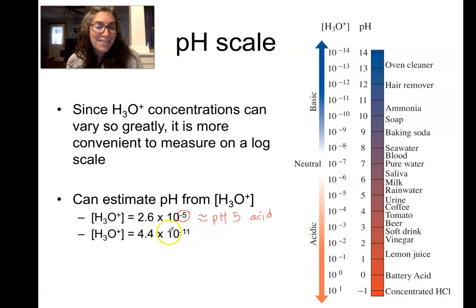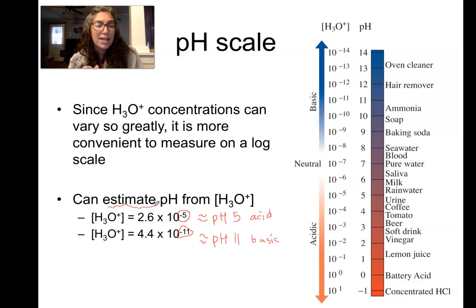Okay, so this one here, the second one, 4.4 times 10 to the negative 11. That negative 11 tells us that the pH is going to be about 11. pHs are pretty much always positive. Very, very strong acids can have a negative pH, but most of the time everything's going to be in the positive range. So a pH of 11 would be basic because it is greater than 7. You do not need to know how to do the negative log in your calculator. You just need to be able to estimate the pH.